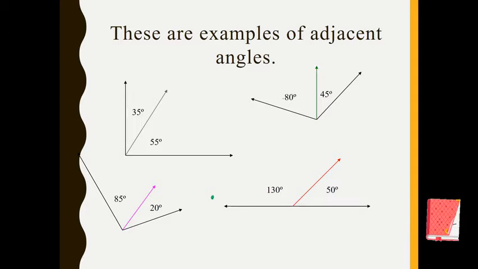Here's another example. This one's 80 degrees, 45 degrees. This is adjacent, it's right next to each other, and they share the same ray. So check out the colors there. Here's 85 degrees and 20 degrees, and it's a ray that they share, so they are adjacent. It's like sitting next to someone, right next to each other.